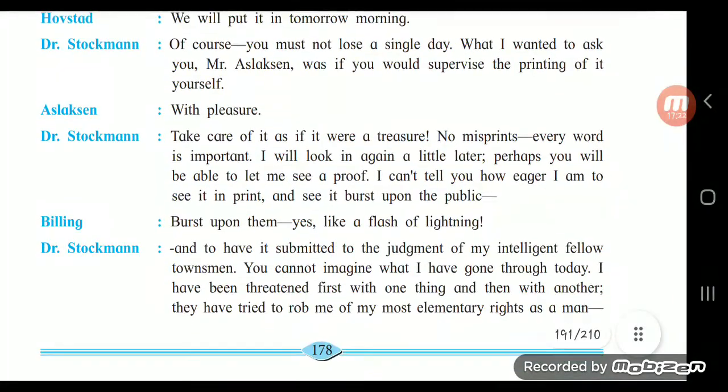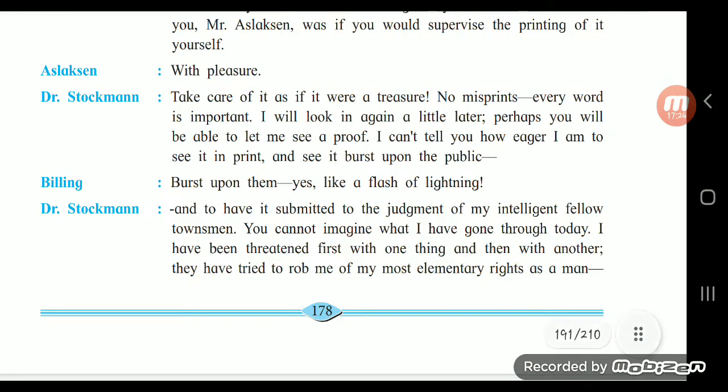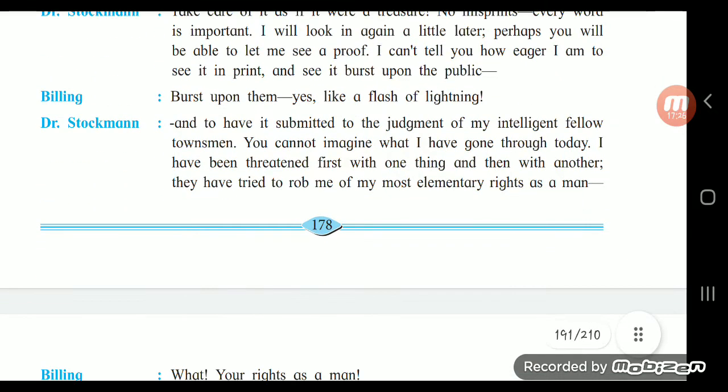Okay, so this is important. Try to understand what is happening over here and see that line, and to have it submitted to the judgment of my intelligent fellow townsmen. Now he has full faith in the conscience of the people. Okay, he thinks that once people realize this, people will take my side. They'll say that I am right.